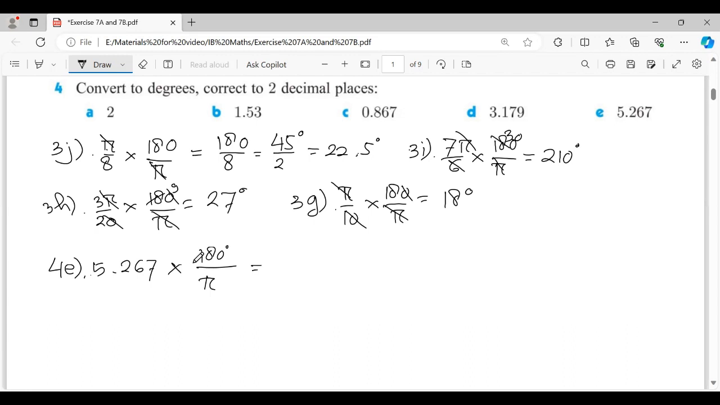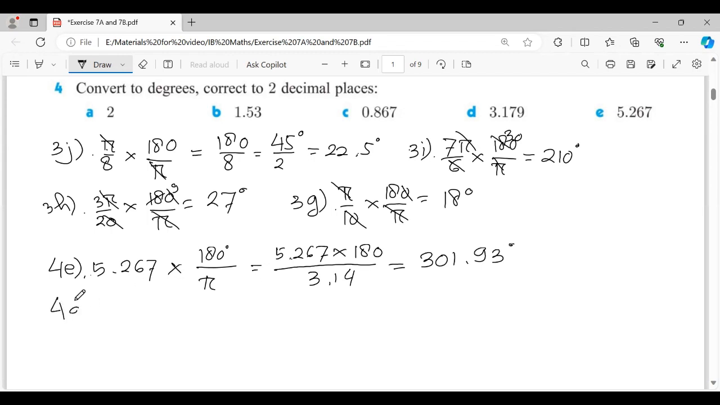Next, after that, multiply 5.267 times 180 and divide it by 3.14. So you're going to find the solution: 301.93 degrees.